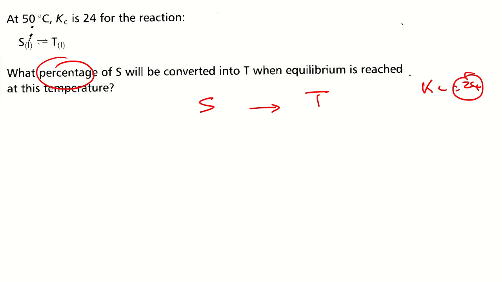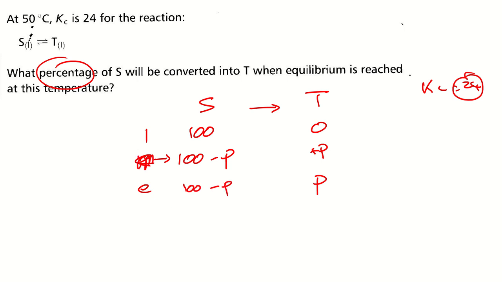You could start off with whatever you want, but if they're going to ask me percentage, I'm going to start off with 100 moles of that and 0 moles of that to begin with. So at equilibrium, I've got P moles, so plus P moles of that, and that becomes 100 minus P, of course. I've done that wrong. That's equilibrium moles there. So this will be 100 minus P. It doesn't really matter actually.